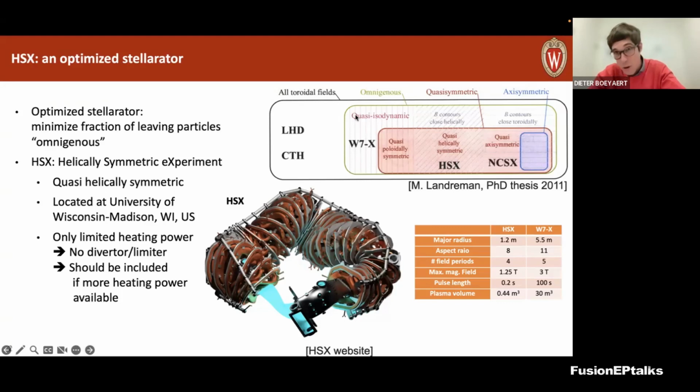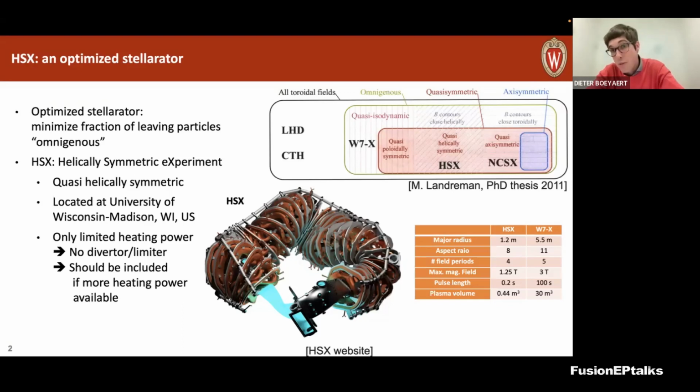And HSX, about which I will talk today, is also optimized, but slightly different. It belongs to the quasi-helical symmetry stellarators. And that was basically the first optimized stellarator they ever built. Of course, from a theory viewpoint, there were already a lot of ideas about how we can optimize stellarators. But HSX was the first one in which they proved that they can actually build such configurations. That immediately explains also the name of HSX, which stands for the Helically Symmetric eXperiment. And it's located at the University of Wisconsin-Madison, in Wisconsin in the US.